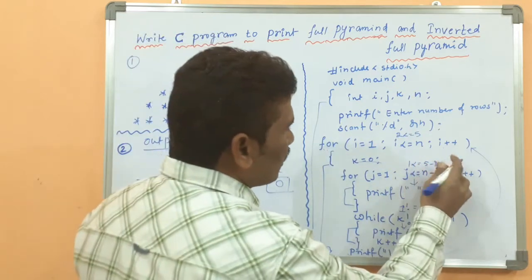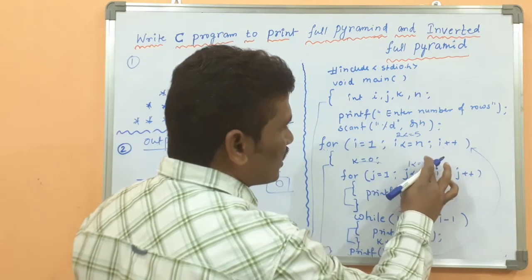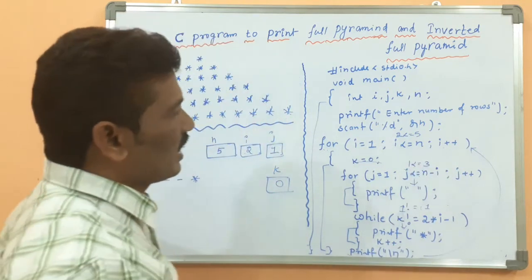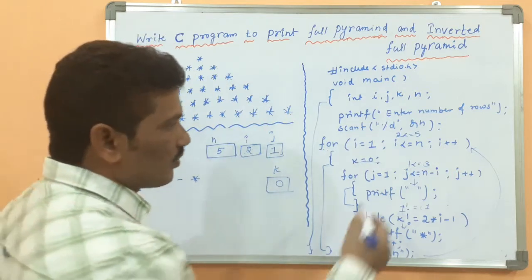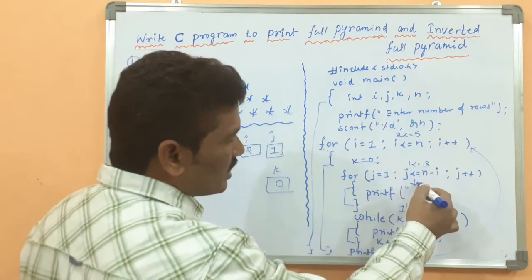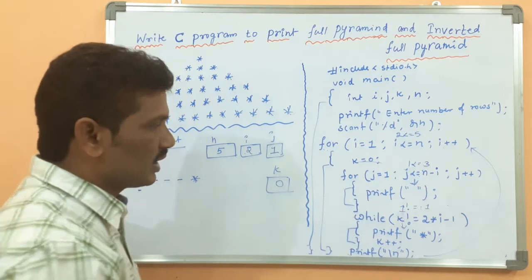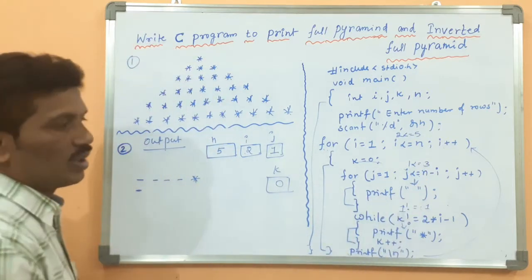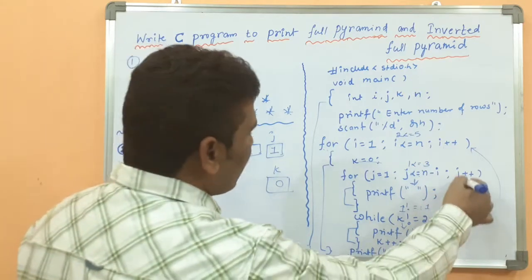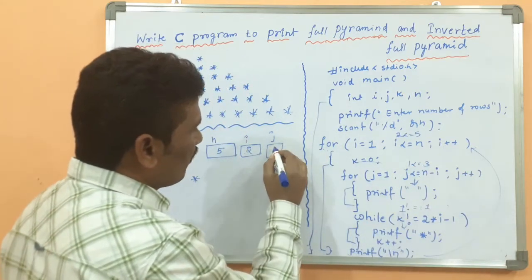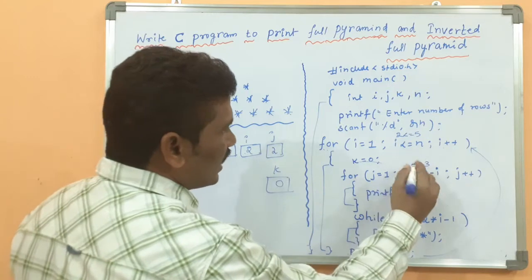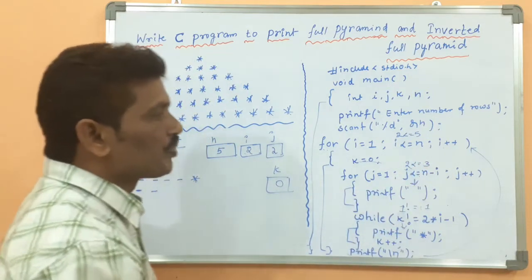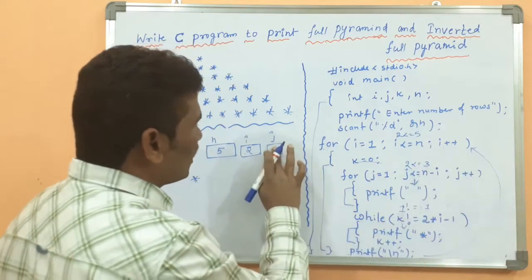Because here 5 minus 2, the expression value is 3. Then 1 less than or equal to 3, the condition returns true. Then the body of the loop will be executed. printf displays another empty space. Then the j value is incremented by 1. Now j becomes 2. Then 2 less than or equal to 3, the condition is true. Again another space should be printed. After that the j value is incremented by 1.